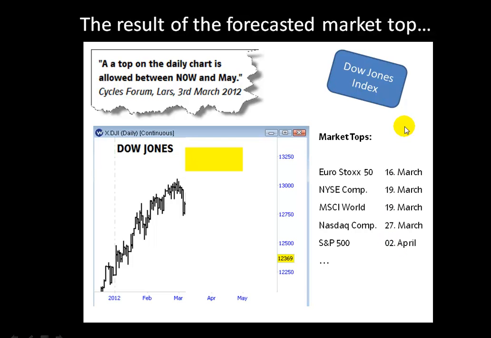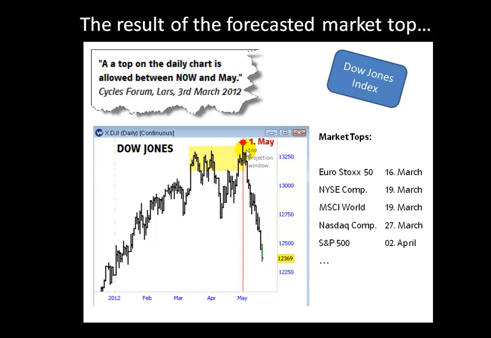And now let's have a look at the next one. It's the Dow Jones Index. Here we see the same, the up run from the beginning of the year, and here in the red area, the window to expect the top between March and May. And the Dow Jones exactly topped at the end of the window on May 1st. So now we can add the Dow Jones Index after the S&P on 2nd April, on 1st of May.